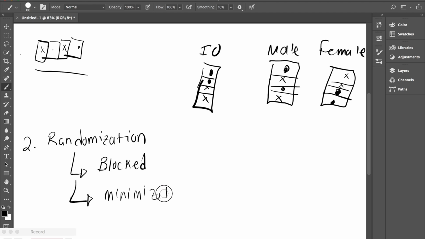Minimization is essentially done by a computer algorithm. It calculates the imbalance within each prognostic factor and adds all those imbalances together to give you an overall imbalance. Then the next person is put into one of the groups, either a patient or a control group, based on which assignment would minimize that prognostic imbalance.